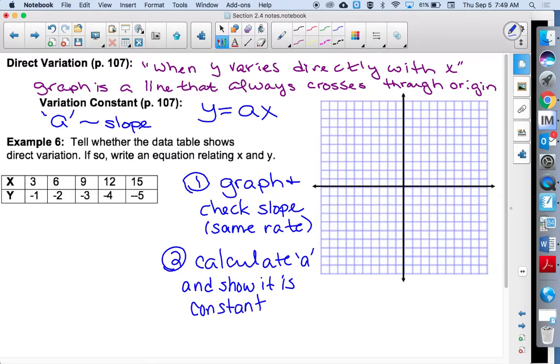Which is essentially what you're doing with the graph. If it's rising or falling at the same rate, the slope is constant. It's the same from one point to the next. So we're going to do the graphing part first, and then we'll do the algebra part to support the graph. So both of them could be ways to show that a table of values would be a direct variation.